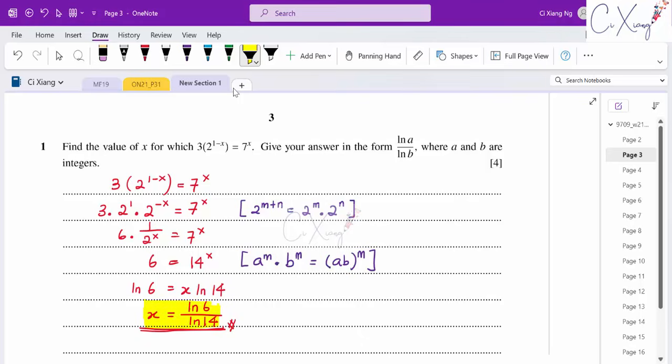So you double check the request of the question. Okay, so a is 6, which is an integer, then b is 14, which is also an integer. So very likely our answer for this part is the correct answer. Okay, so this is how we answer question number 1.